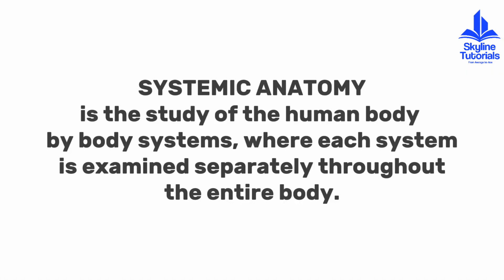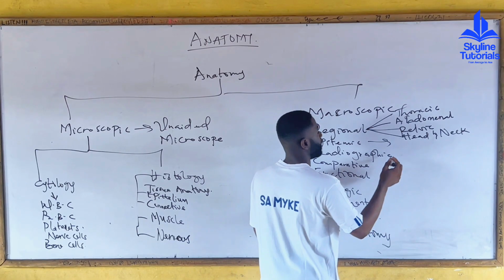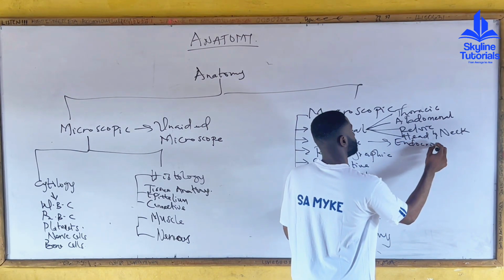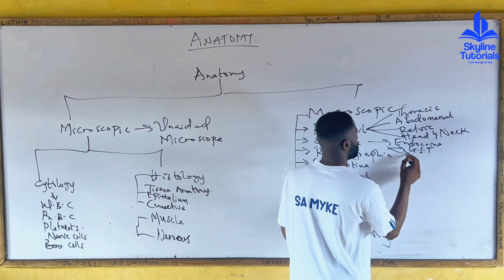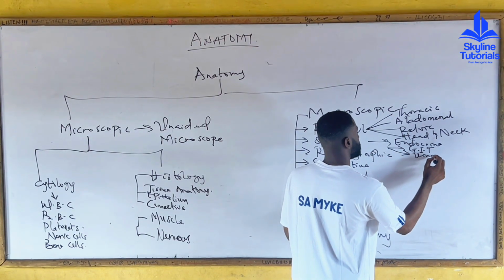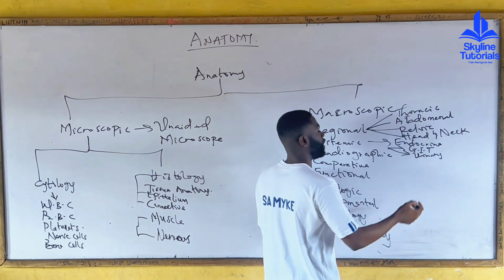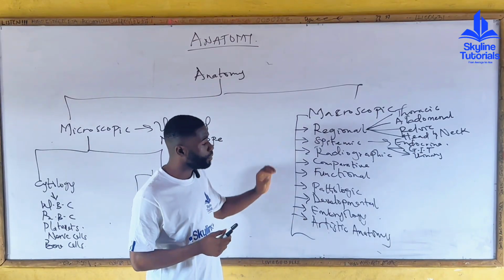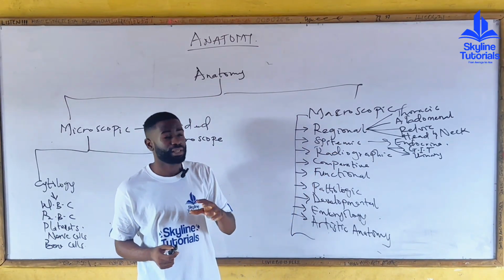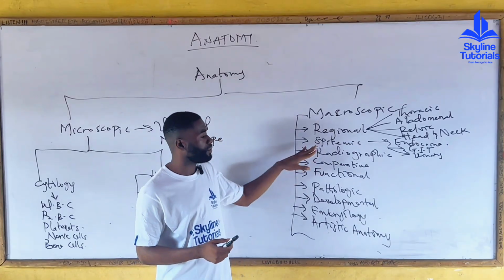We have systemic anatomy. Systemic anatomy simply studies the structure of the organ systems that make up the human body. Examples of such systems are the endocrine system, the gastrointestinal tract system, the urinary or renal system, and lots more. We have the integumentary system, the nervous system. There are a whole lot. So when I study all of these systems, their roles and function, it is termed systemic anatomy.